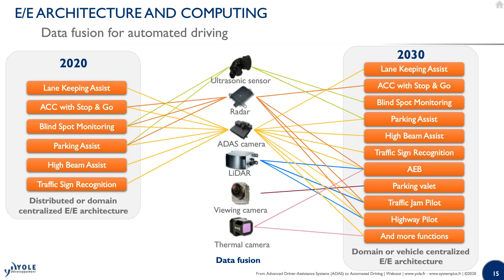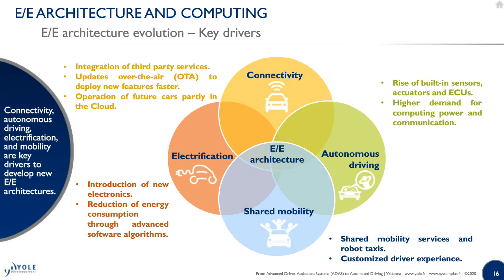So on the next slide, slide 16, you see that the electronic architecture is at the center of the CASE megatrend. So for the electrification, for example, you can see that some improvement can be made by new algorithms to have a better, let's say, energy management to reduce the consumption. It's the same on the connectivity with over-the-air updates or regular over-the-air updates.